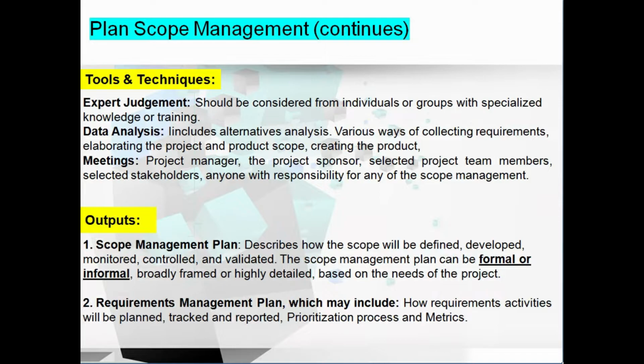So let's discuss the key outputs. We have two key outputs for this process, that is the scope management plan and the requirements management plan. Only this process will produce two outputs which are important for the scope. First, the scope management plan. What is the scope management plan? In this, the scope will be planned, executed, and controlled. Once the scope management plan is completed, it becomes part of the project management plan, and the project manager guides the project until it closes.